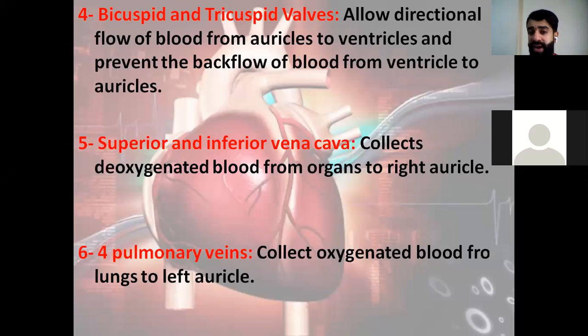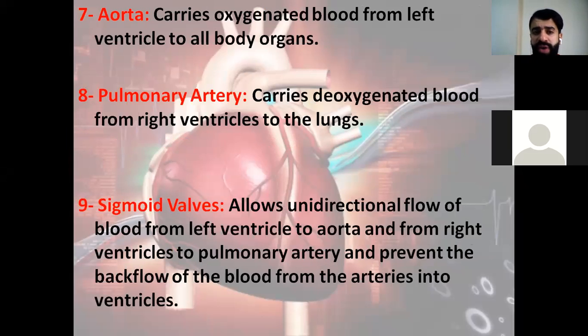Superior and inferior vena cava, they collect the deoxygenated blood from the organs toward the right auricle. The four pulmonary veins collect oxygenated blood from the lungs toward the left auricle. Aorta, it has an important function. It carries oxygenated blood from the left ventricle to all the body organs.